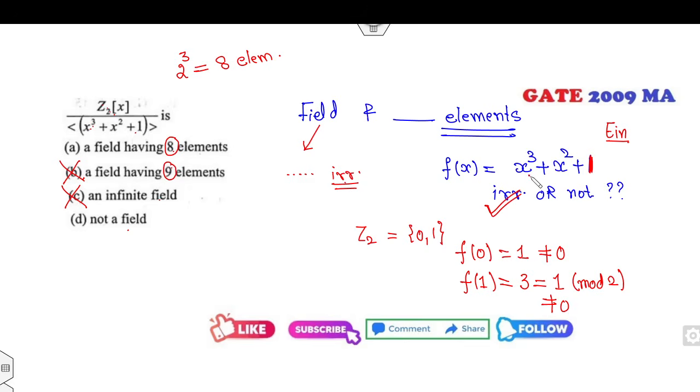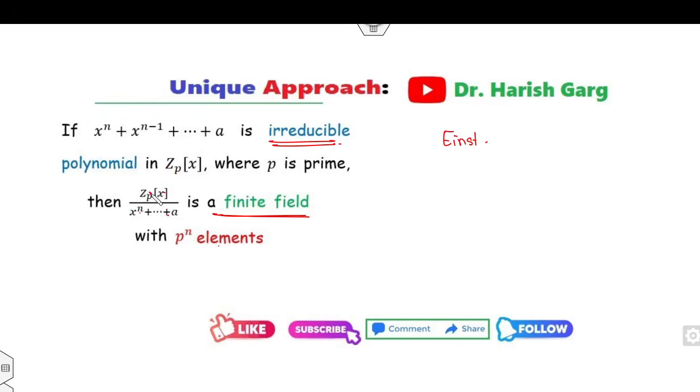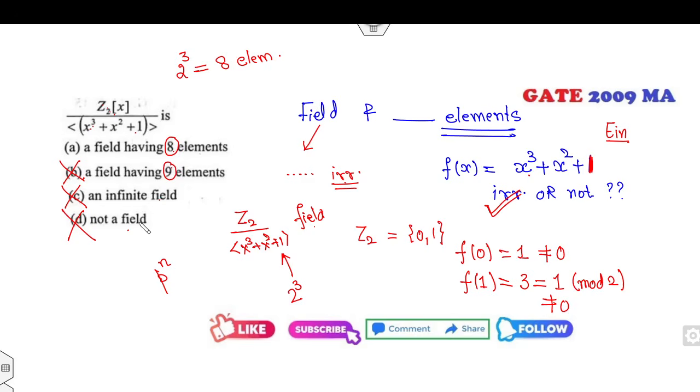Once this polynomial is irreducible, therefore Z2 divided by this polynomial x cube plus x square plus 1 is my field. So it's not cancelled, it is a field with how many elements? 2 raised to power 3. That's p raised to power n, where p is the prime of Z of p and n is the degree of the irreducible polynomial. So the right answer of this problem is A.